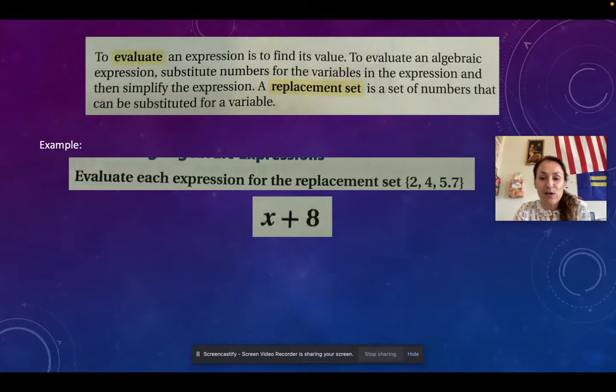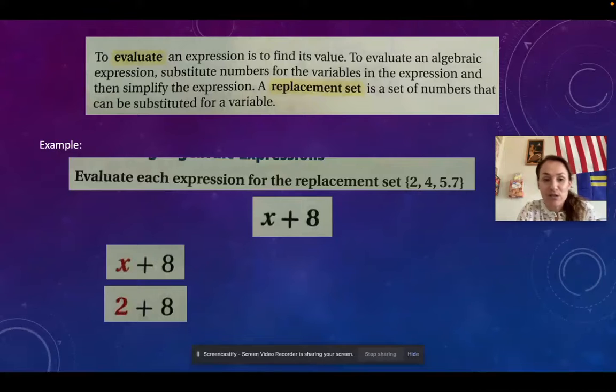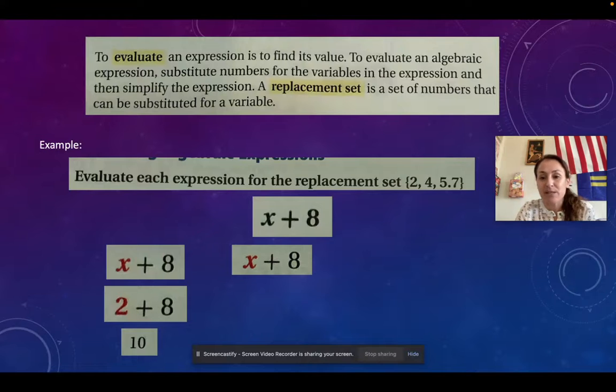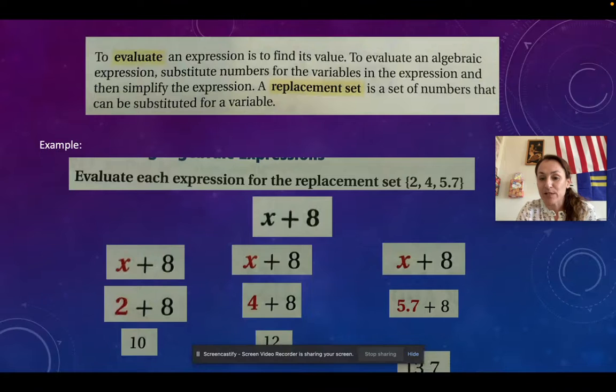Okay, so here's our expression. So first, what we're going to want to do is take the first number we were given, 2, and substitute that in for the x. Okay, so here's our expression. If we sub in 2 for the x and then go ahead and work that out, 2 plus 8, that's 10. Perfect. Okay, next one, we have x plus 8. Now this time we're going to replace the x with a 4, substitute in a 4, and so we're going to get 12. Okay, and then the last one, 5.7, and 5.7 plus 8 is, of course, 13.7.